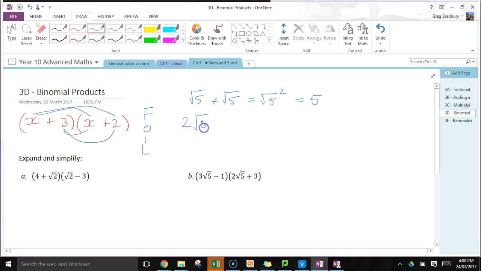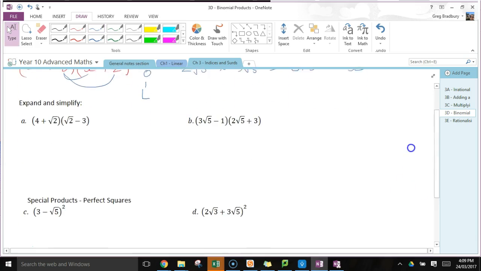Okay, and it works with coefficients as well. So if I have 2 root 5 times, let's say 3 root 5. Now, as you know from previous chapters, 2 times 3, we multiply the coefficients, so that's 6. Now, root 5 times root 5, as we've seen up the top there, is just 5. So not 65, we're timesing those numbers. So it actually becomes 6 times 5, which is 30. Okay, so this is an important concept because this is going to happen a lot in this next example. So moving on to the examples.